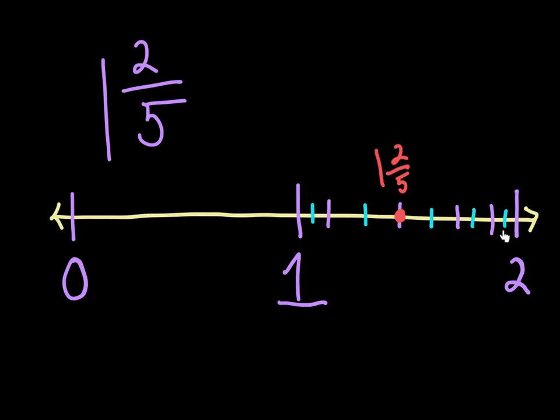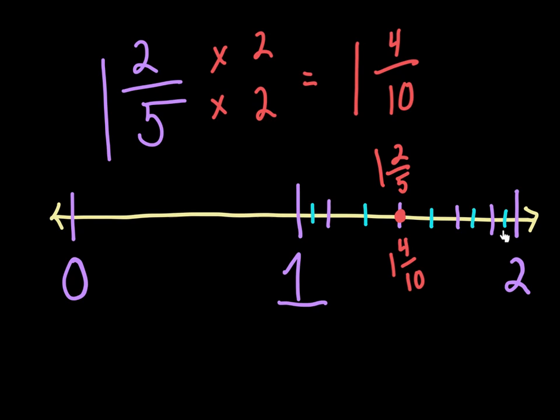So let's see what happens here. We get 1/10, 2/10, 3/10, 4/10. So this becomes 1 and 4/10. So 1 and 2/5 is equivalent to 1 and 4/10. And how did they do that? Well, you multiply the top and the bottom by 2 to get 1 whole and 4/10.